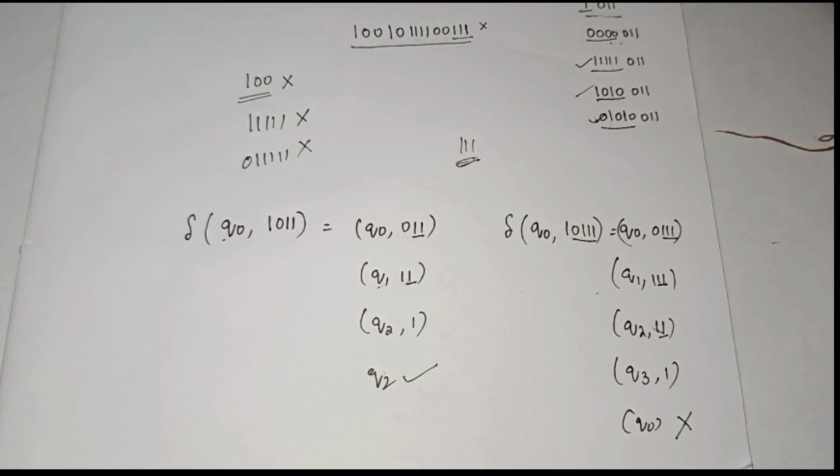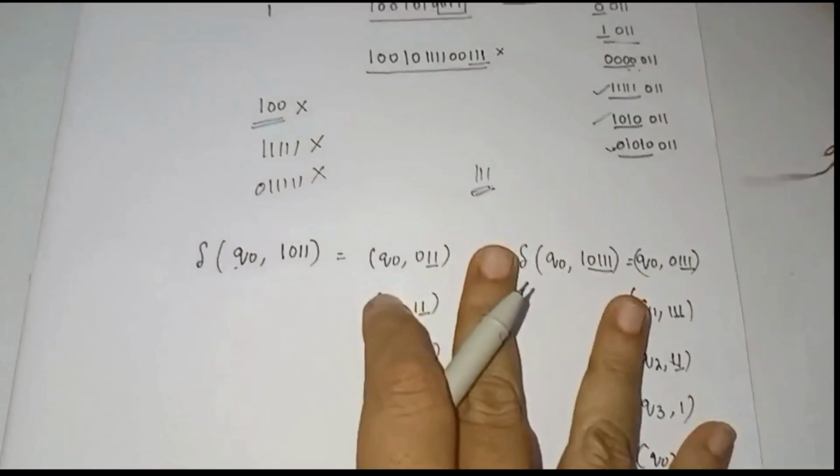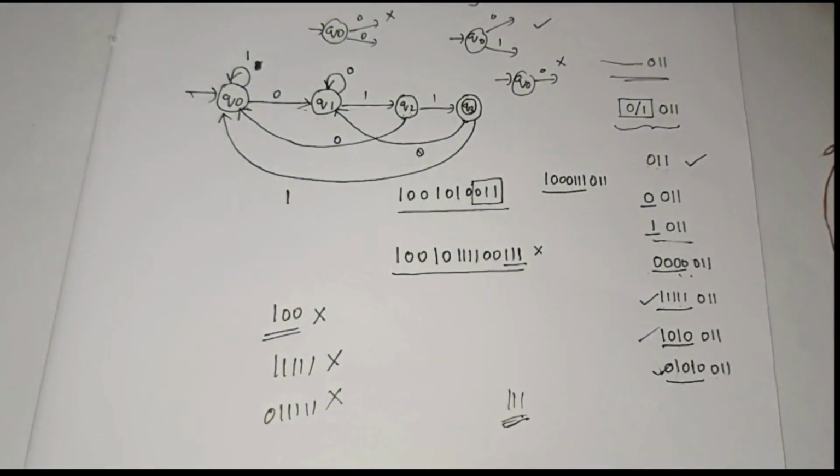Okay. In this way, we will try to design the finite automata so that it will accept and reject the basic or sample strings. Based on that, we will try to design the finite automata. Hope you understood the designing of deterministic finite automata. We will have more examples in my further videos.